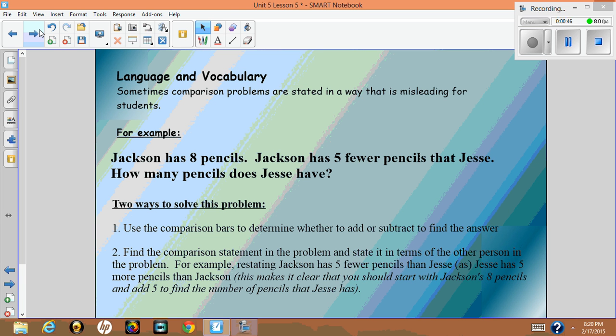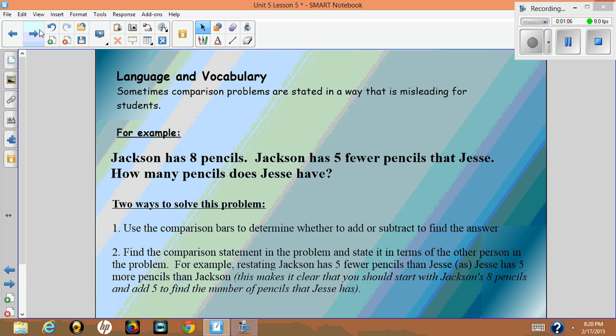First of all, we used comparison bars at the beginning of this unit to determine whether we should add or subtract to find an answer, and those work pretty well. But I'd like to add one more tool to our toolkit. We're going to talk about comparison statements that will help solve a word problem.